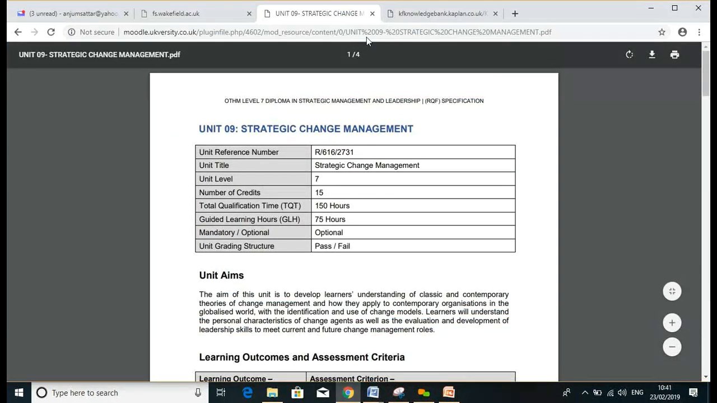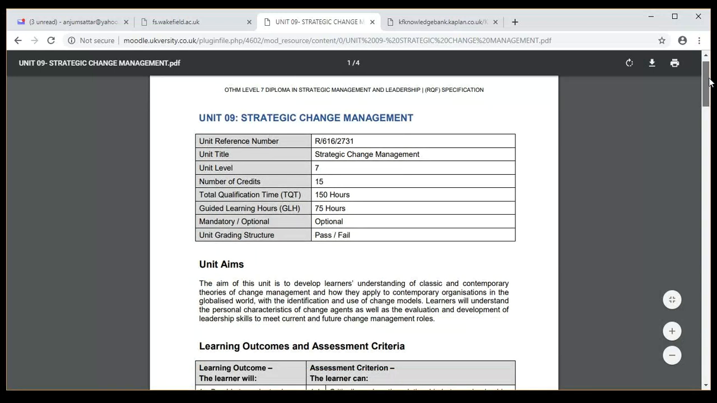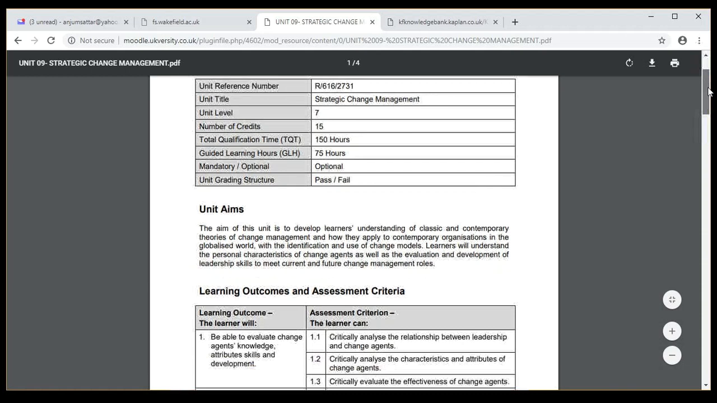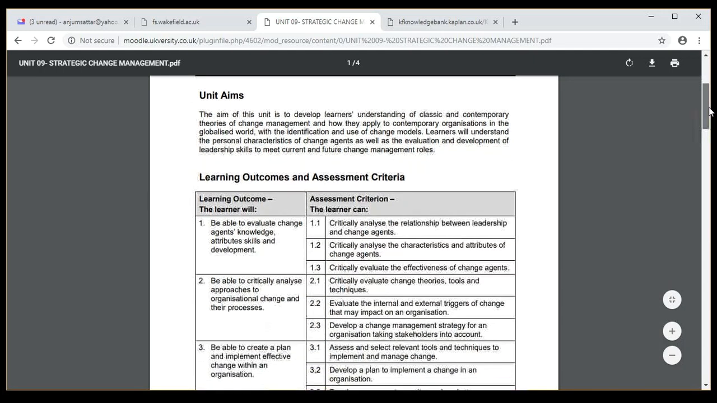Okay, so before starting our lesson, we'll first go through what we're supposed to learn under this unit. This Unit 9, Strategic Change Management, is a level 7, 15 credit unit, 150 hours, guided learning hours 75, and the only criteria is pass or fail. The aim of this unit is to develop learner understanding of classic and contemporary theories of change management, which we will go through. That's the key purpose.